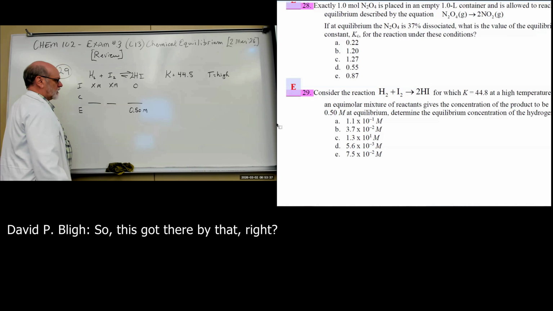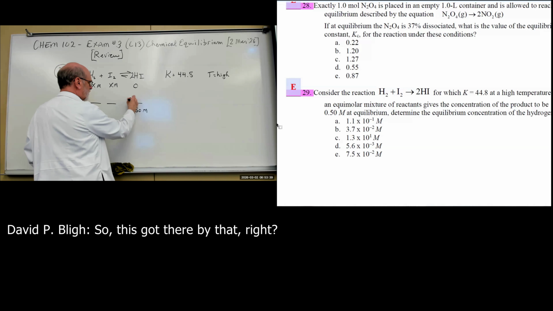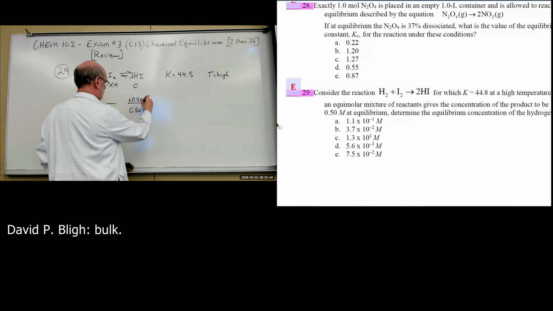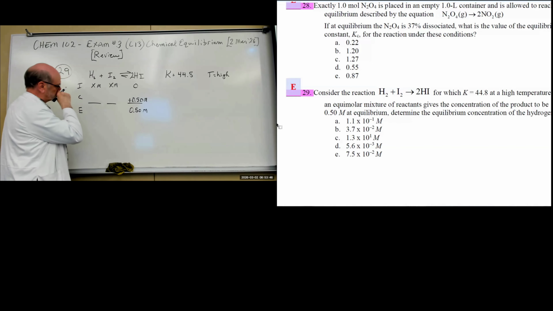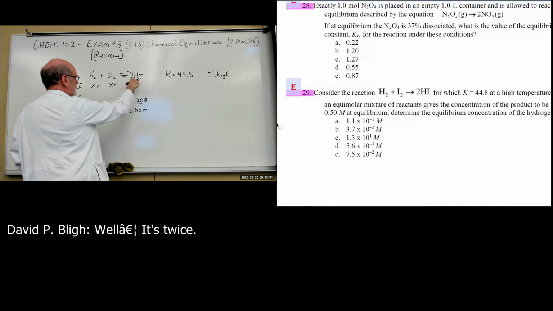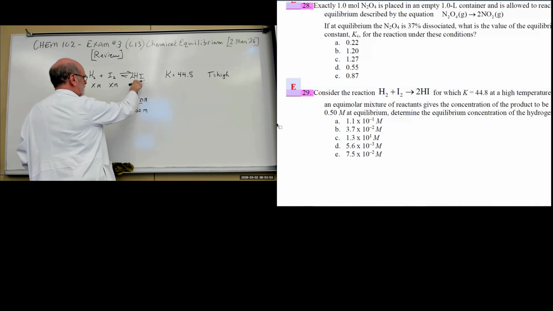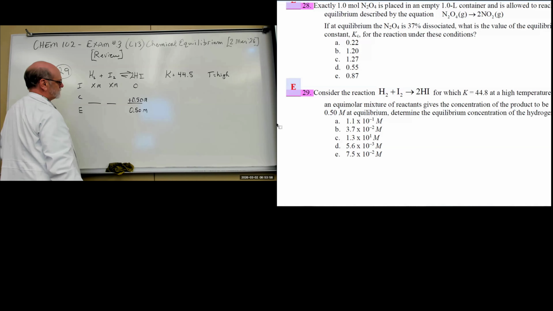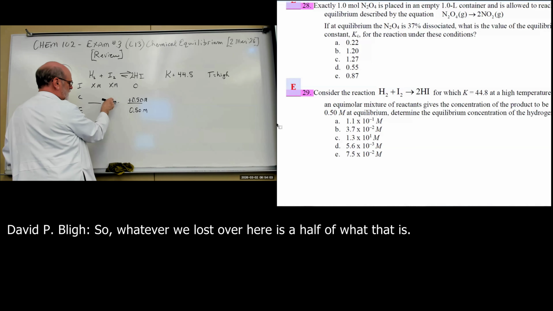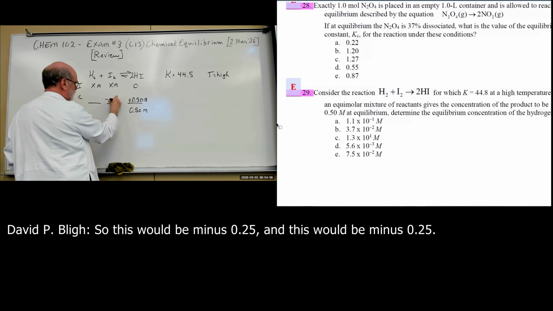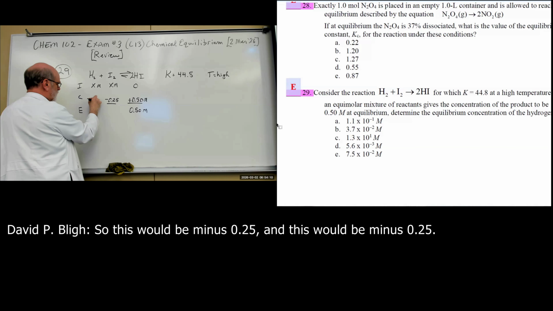Oh, okay. So this got there by that, right? Molar. So how did it get there? Well, it's twice whatever was over here. So whatever we lost over here is a half of what that is. So this would be minus 0.25, and this would be minus 0.25.